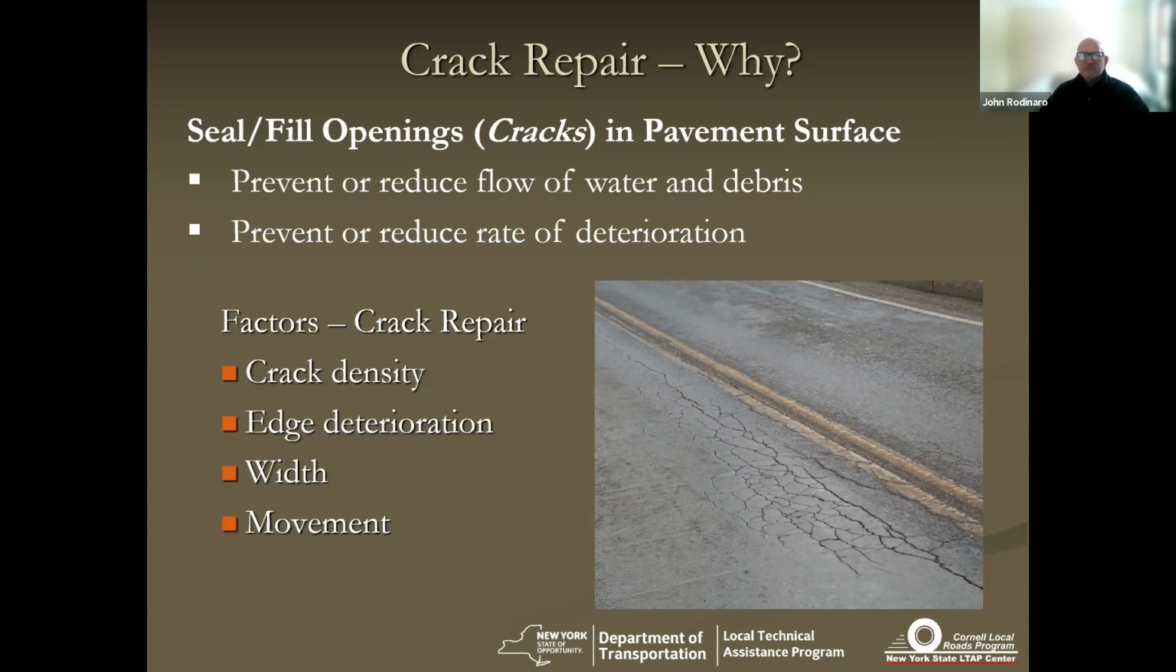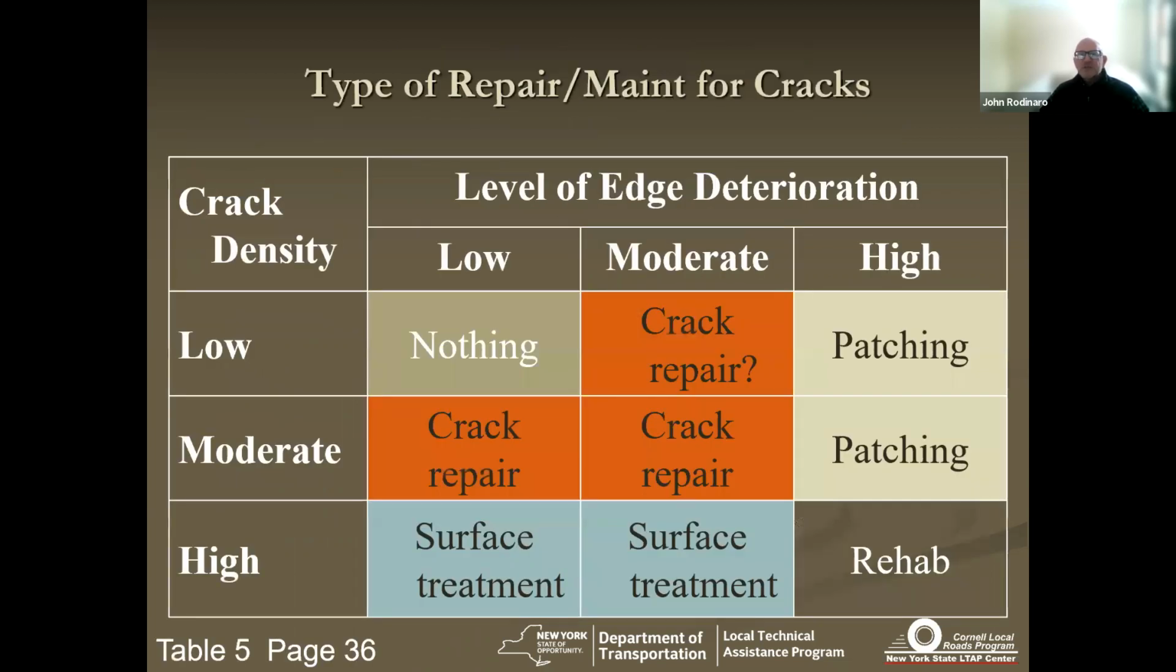You're looking at the crack density. How many cracks have you got in a given section of pavement? You're looking at your edge deterioration. What's the edge of that crack look like? Is it a nice square vertical edge, nice clean edge? Or is it all raveled up and coming apart with a sloping slope from the edge to the center of the crack, the bottom of the crack? You're looking at your width, and probably most importantly, you're looking at whether that crack is moving or not.